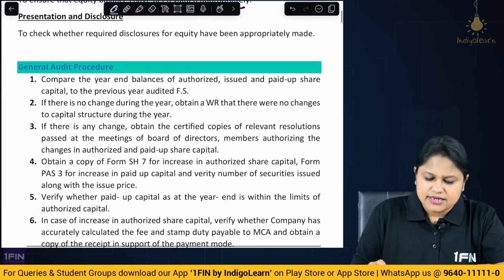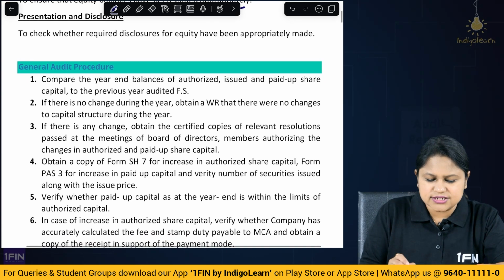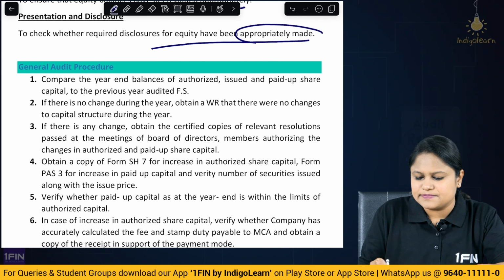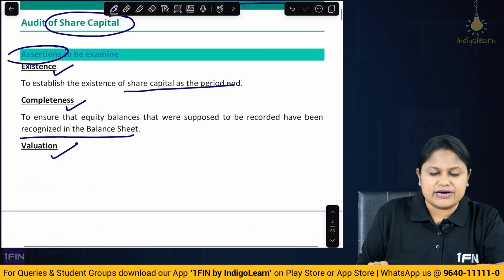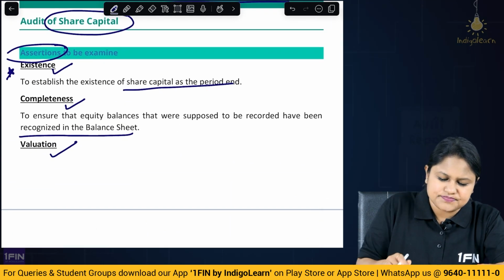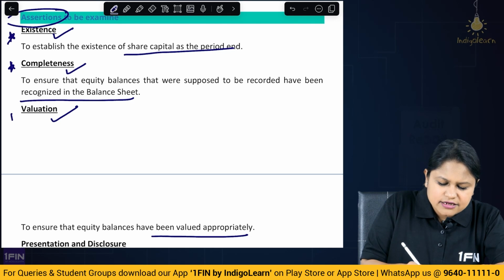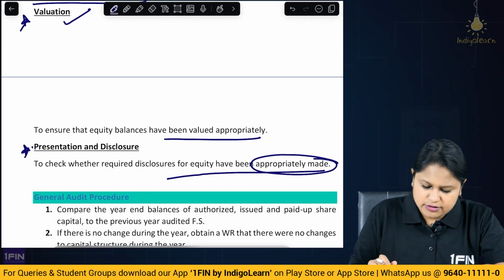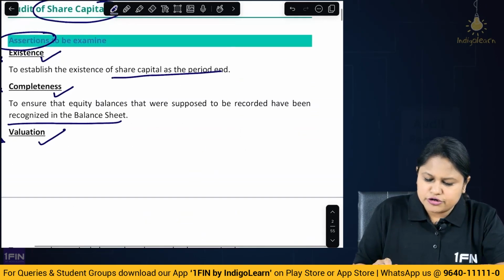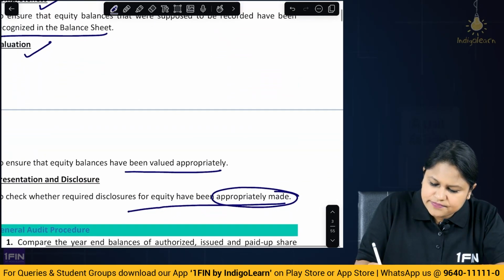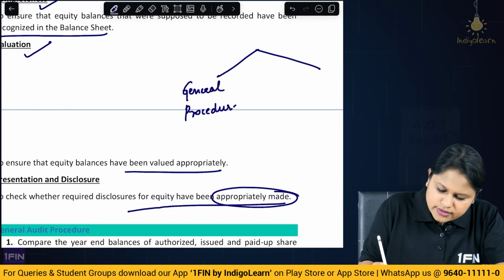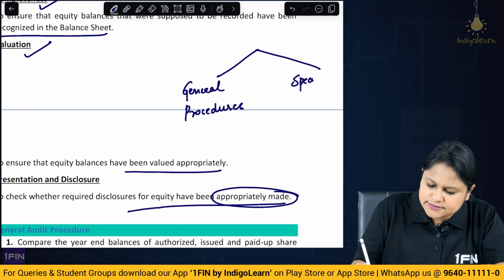Then presentation and disclosure is also among the assertions here, to check whether the required disclosures for equity have been appropriately made. So the assertions that we are going to validate throughout are existence, completeness, valuation and presentation and disclosure. Clear? Alright. Now look at this. I told you we are going to bifurcate our discussion into two parts. So what will be the two parts? First we'll take all the general procedures, and then we'll talk about specific matters.